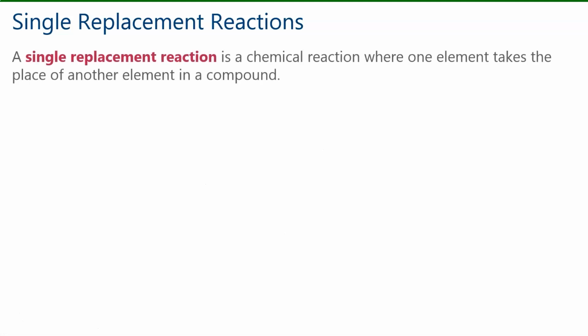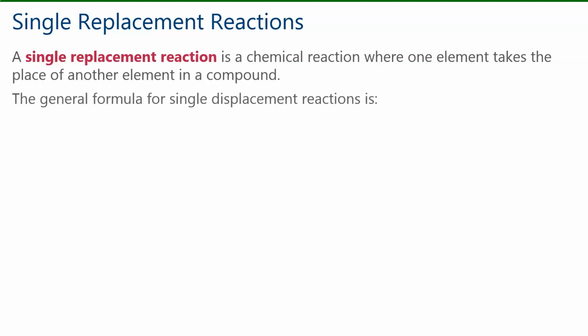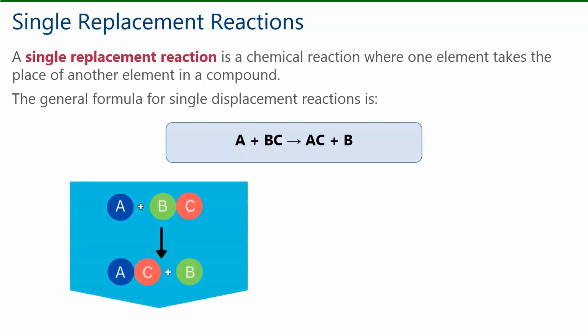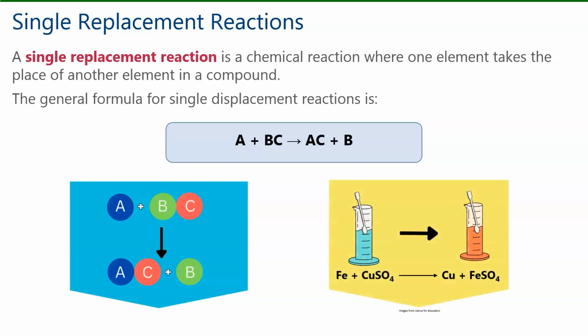A single replacement reaction is a chemical reaction where one element takes the place of another element in a compound. The general formula for single displacement reactions is A plus BC produces AC plus B. Notice that the A and the B switch places. An example of a single replacement reaction is iron plus copper(II) sulfate produces copper plus iron(II) sulfate. Notice that the copper and the iron have switched places.